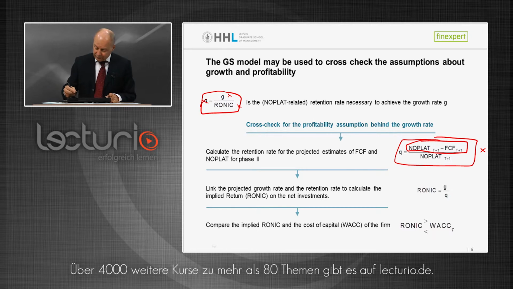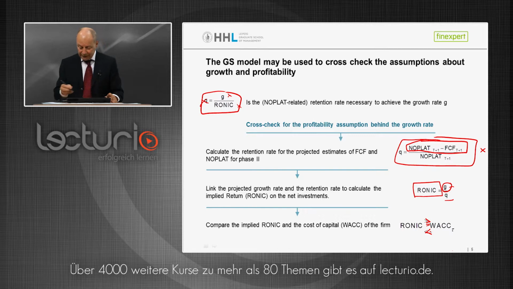The second step is we look into the valuation report and look for the growth rate that is assumed to hold for the terminal value calculation, and then we combine our growth rate with our calculated retention rate to come up with the implied RONIC figure derived out of this combination. And then we compare on whether this implied RONIC figure is equal, greater, or smaller than the WACC. This is just a sanity check that we might perform.